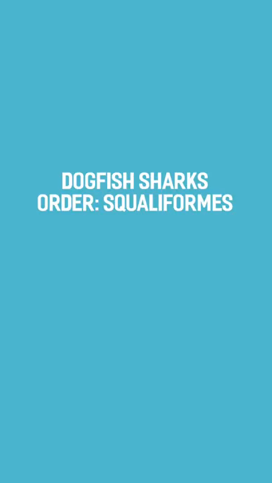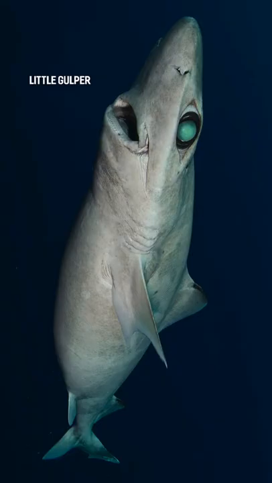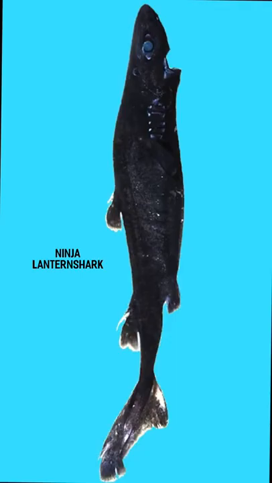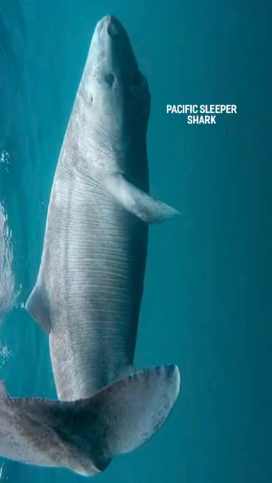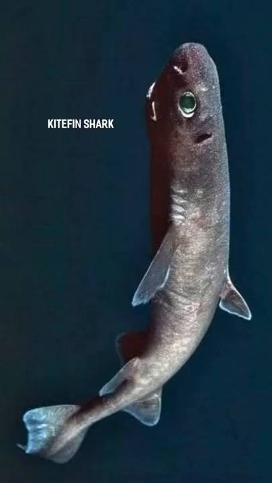Then we have the dogfish sharks. Within this are lots of species of dogfish, like the spur dog and the mandarin, but we also have the gulper sharks, like the dumb gulper, the lantern sharks, like the ninja lantern shark, the sleeper sharks, like the Greenland shark and the frog shark, the rough sharks, which all kind of look like this, and the kite fin sharks, like the cookie cutter shark.